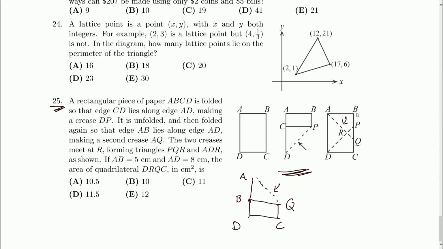If AB is 5 and AD is 8, the area of quadrilateral DRQC is what?